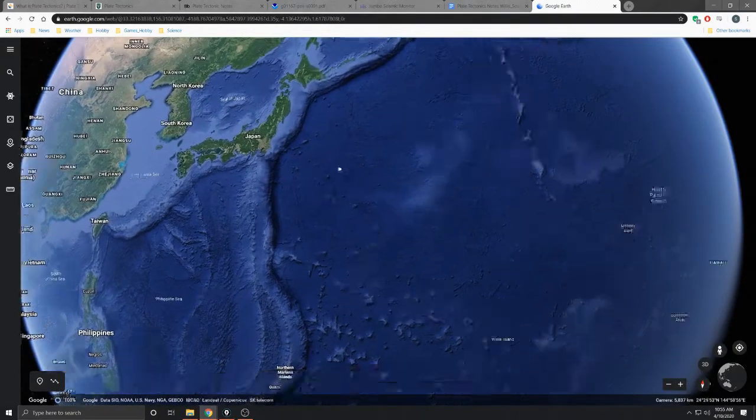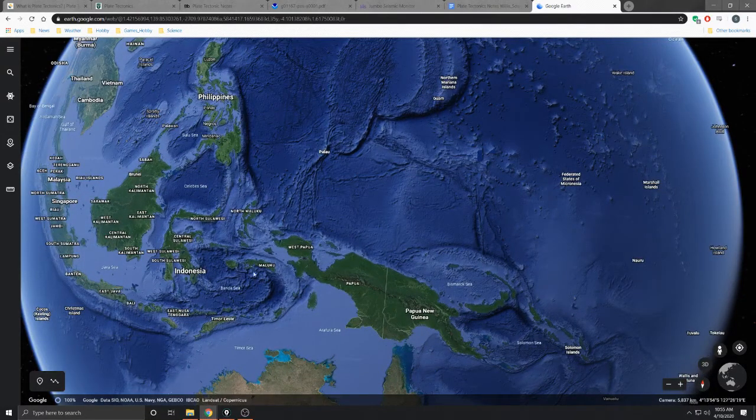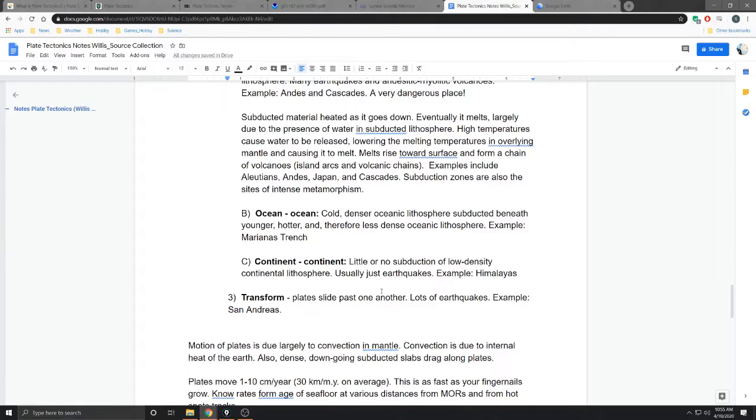So we see it here in Japan, we see it in the Marianas Islands, we see it along the Philippines, Papua New Guinea. These areas here are incredibly volcanically active, and some of the most dangerous volcanoes on the planet are because of these ocean-ocean collisions and these ocean-continent collisions. And then we have two continents colliding.